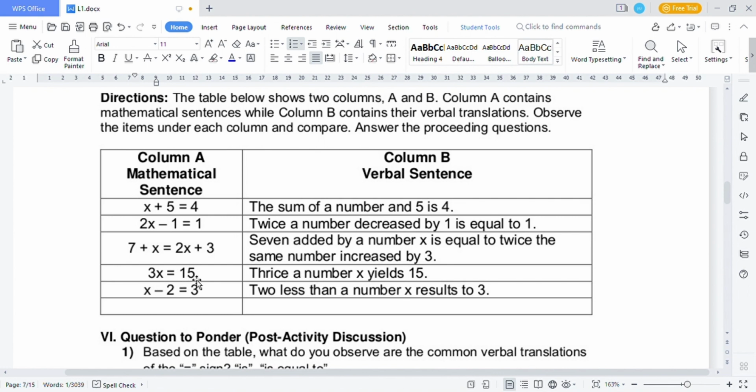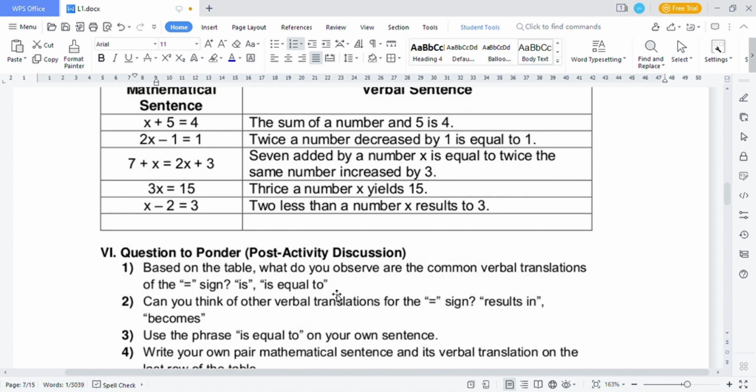Now, if we have 3x is equal to 15, that is thrice a number x yields 15. Now, for x minus 2 is equal to 3: 2 less than a number x results to 3. Again, 2 less than a number x results to 3.